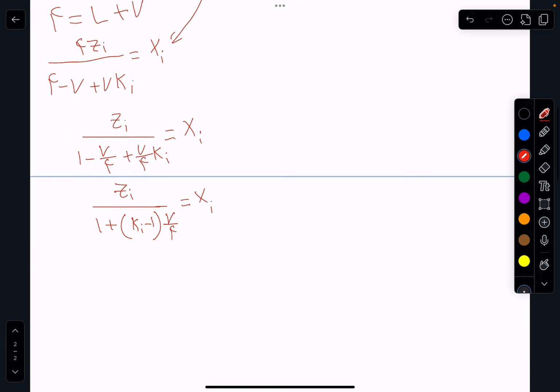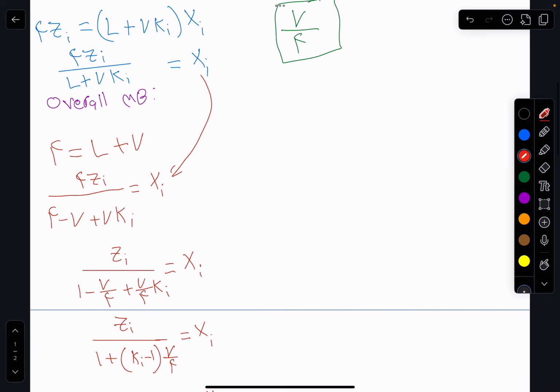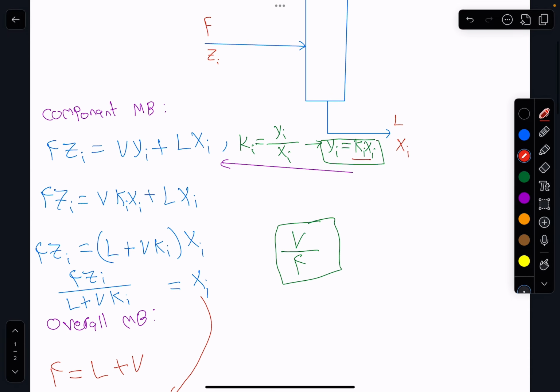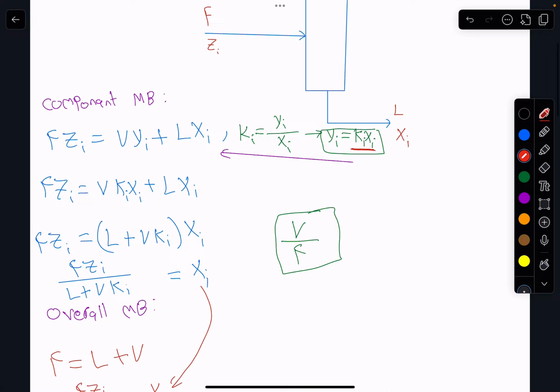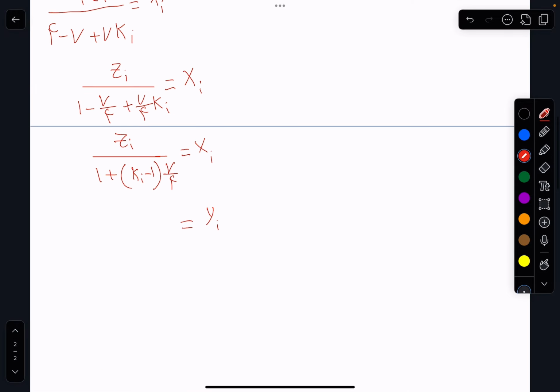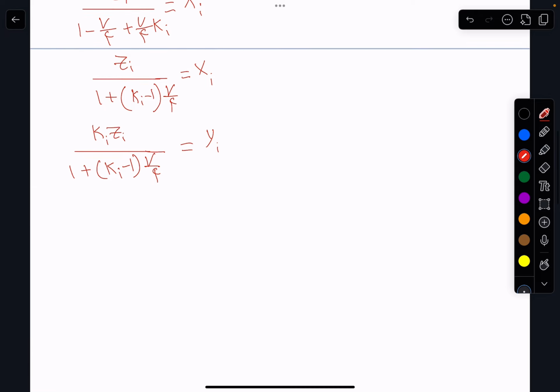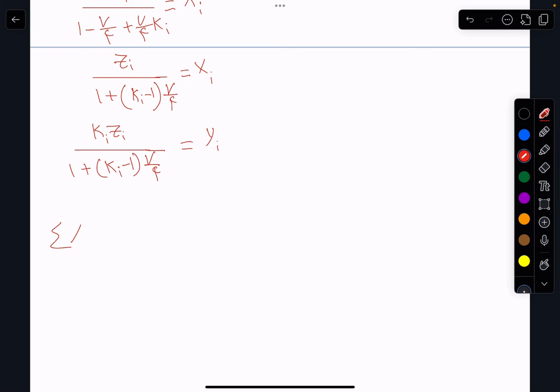So that's it. Now for the Yi, it is the same but multiplied by Ki again, the same formula from thermodynamics. So Yi equals Ki Zi over 1 plus Ki minus 1 V over F. And we know from CHE 200 that the total liquid composition is equal to 1, and also the total vapor composition is equal to 1.